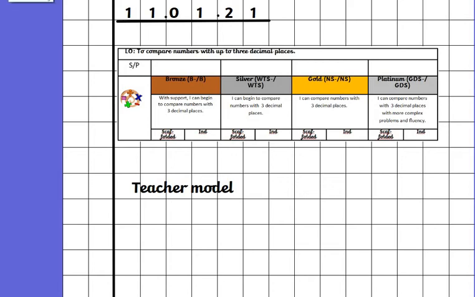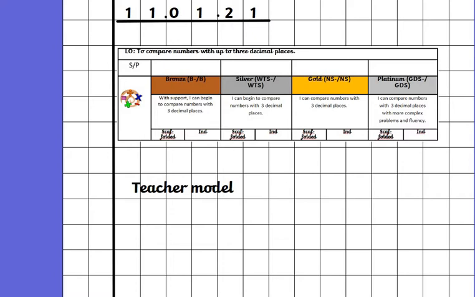Good morning, Year 5. So today we are carrying on this week with comparing numbers with up to 3 decimal places. You should now know the decimal places as tenths, hundredths and thousandths. Please remember, don't say tens, hundreds or thousands. It's a totally different place value. It's really important we say our tenths, hundredths, thousandths.